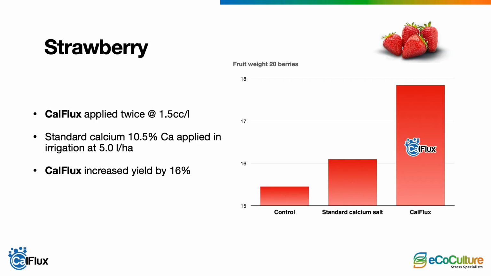Greater yield. Strawberry: Calflux was applied twice at 1.5 cubic centimeters per liter. Standard calcium 10.5% was applied in irrigation at 5 liters per hectare. Calflux increased yield by 16%.